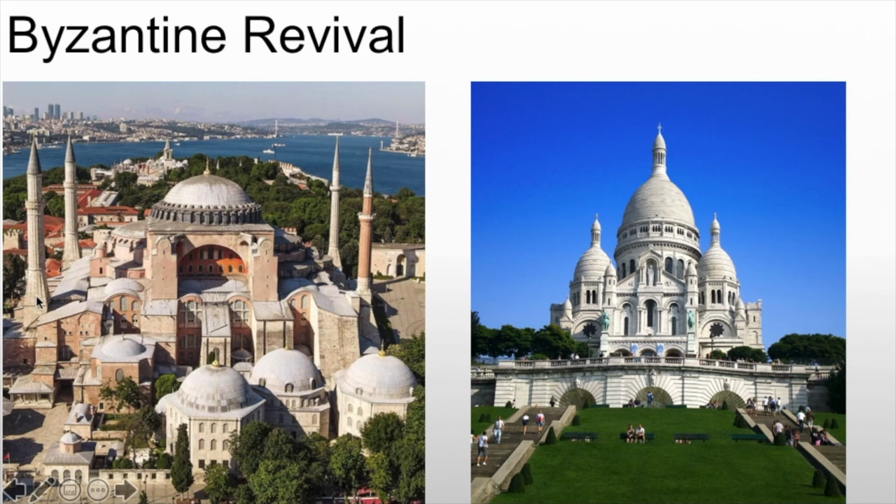We also see Byzantine Revival here at a church in Paris, and that's being based loosely on, for example, the Hagia Sophia in Constantinople or modern-day Istanbul. And here they're using the dome. They're kind of incorporating that dome, although they change the form, they change the shape. They're using the tower construction.